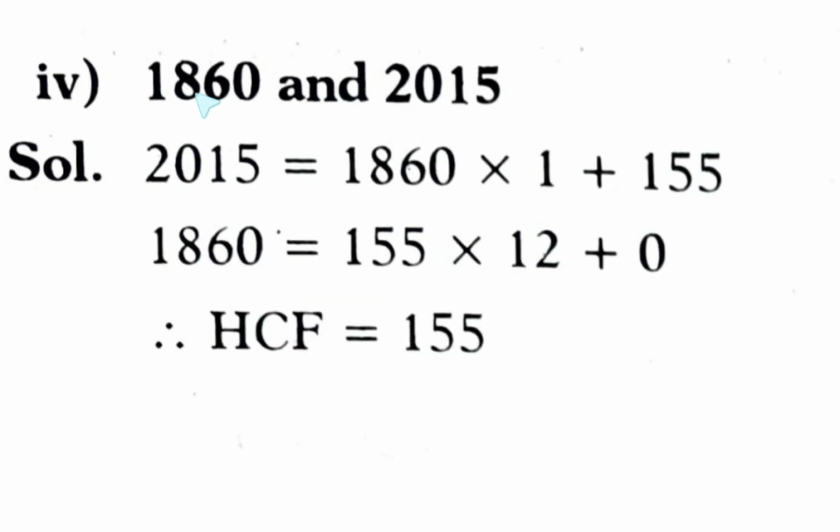Find the HCF of 1860 and 2015. 2015 is greater than 1860. So A equal to 2015 and B equal to 1860. 2015 is equal to 1860 into 1 plus 155, and the remainder is not 0. Then 1860 is equal to 155 into 12 times plus remainder 0. When the remainder is 0, B is the highest common factor of these two numbers. HCF equal to 155.